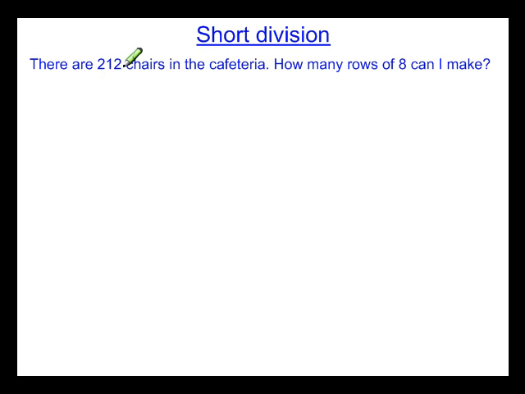There are 212 chairs in the cafeteria. How many rows of 8 can I make? Well, I think we know what we're doing here now, right? We're taking 212 and we're trying to divide it into equal groups of 8, if that's possible.